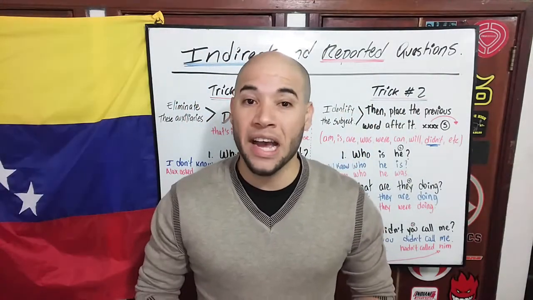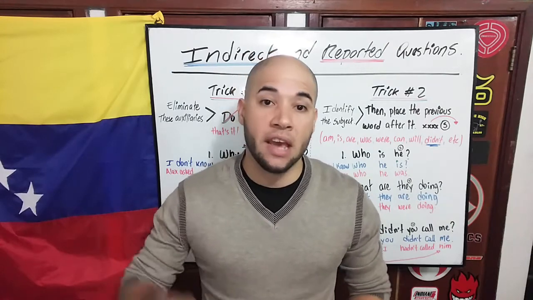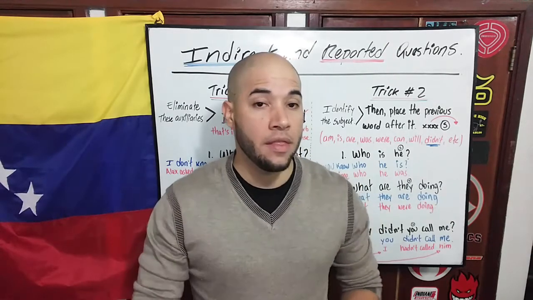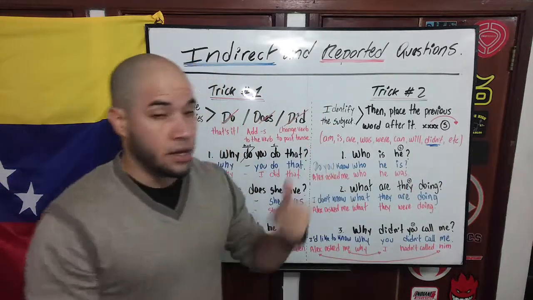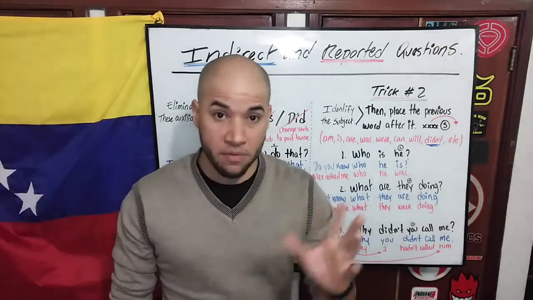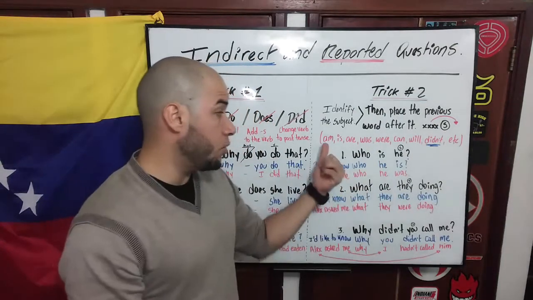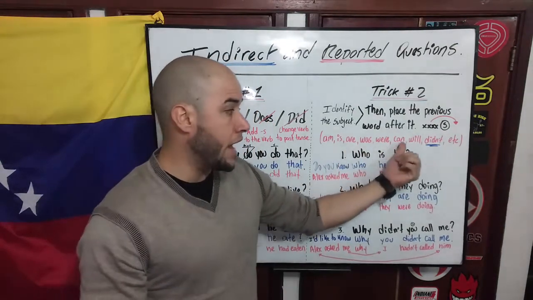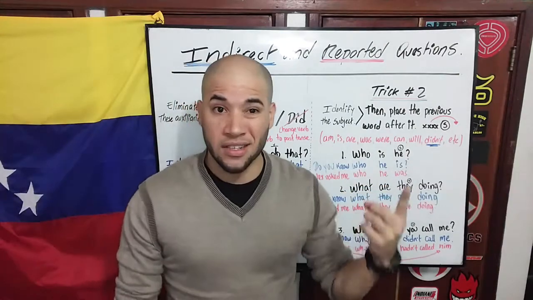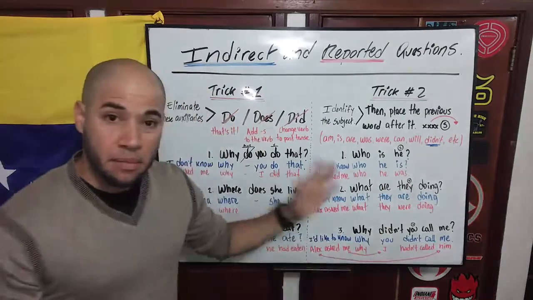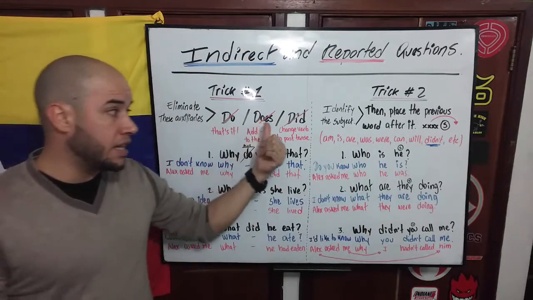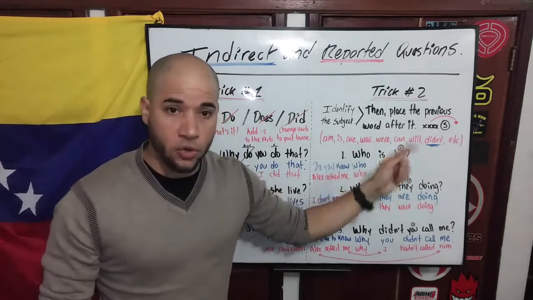So it doesn't matter what kind of question you come across. If it doesn't have do, does, or did, then it's the second trick or the second rule. The type of words that you may find before the subject would be am, is, are, was, where, can, will, didn't, doesn't, don't, could, would, etc. It doesn't matter. If it's not do, does, or did, then it's the second trick or the second rule.